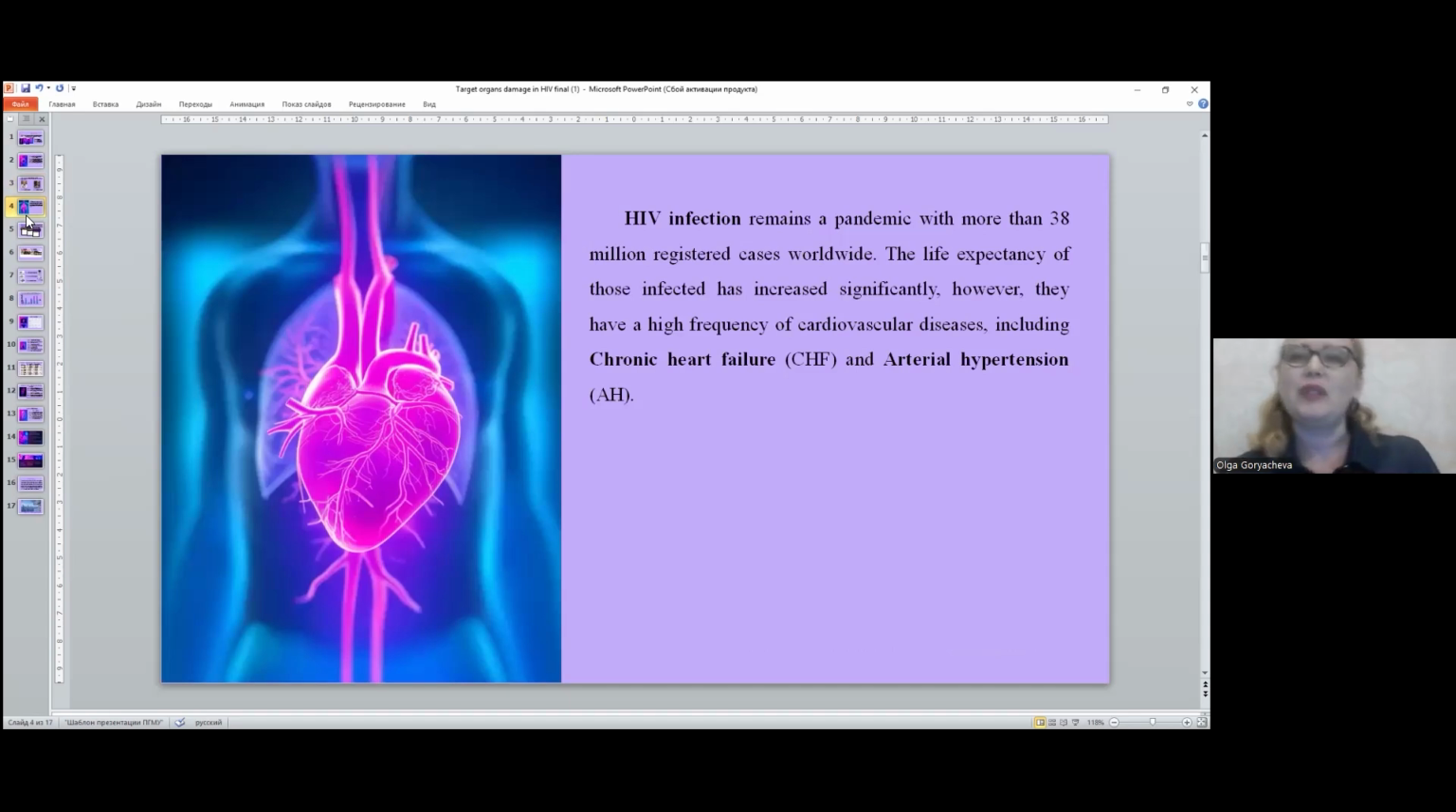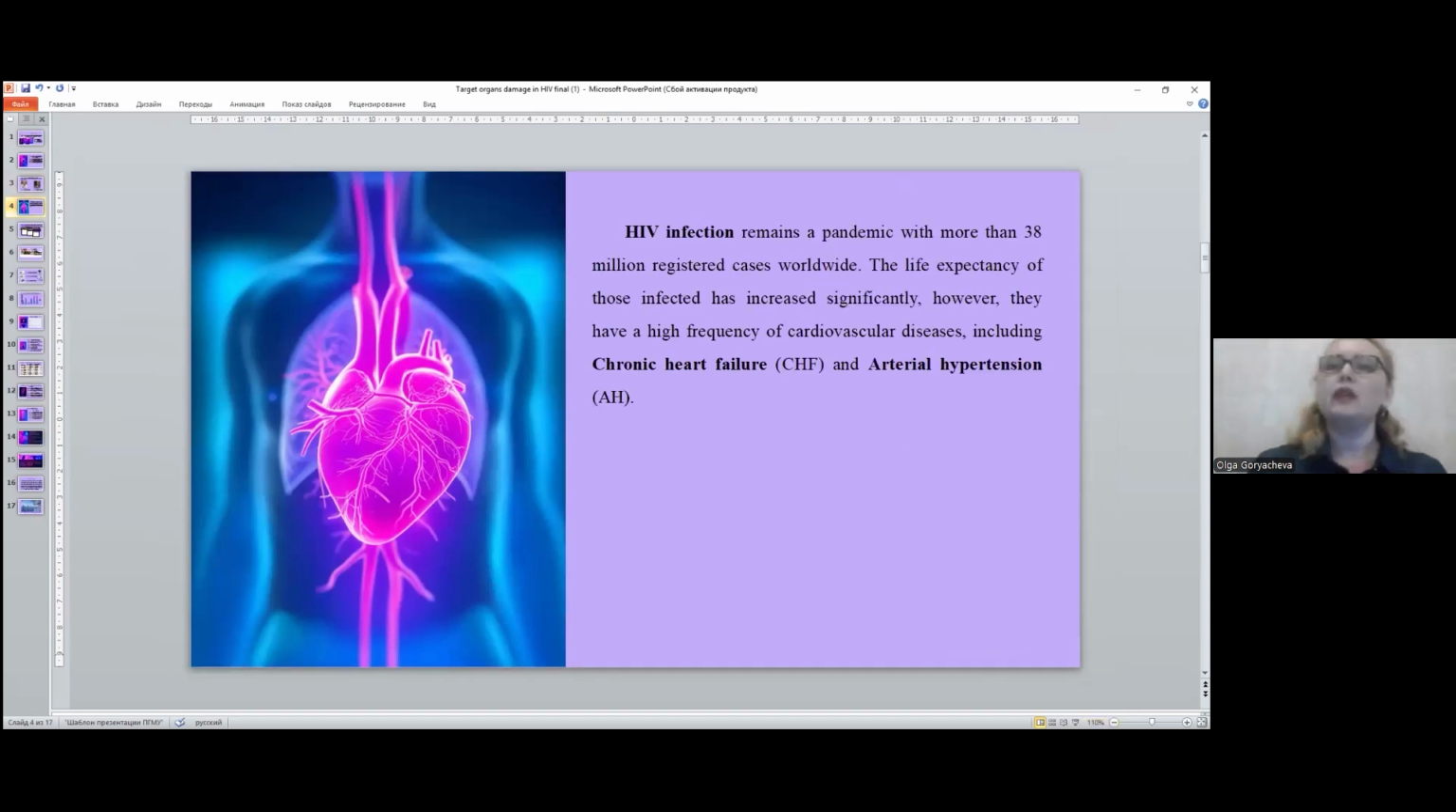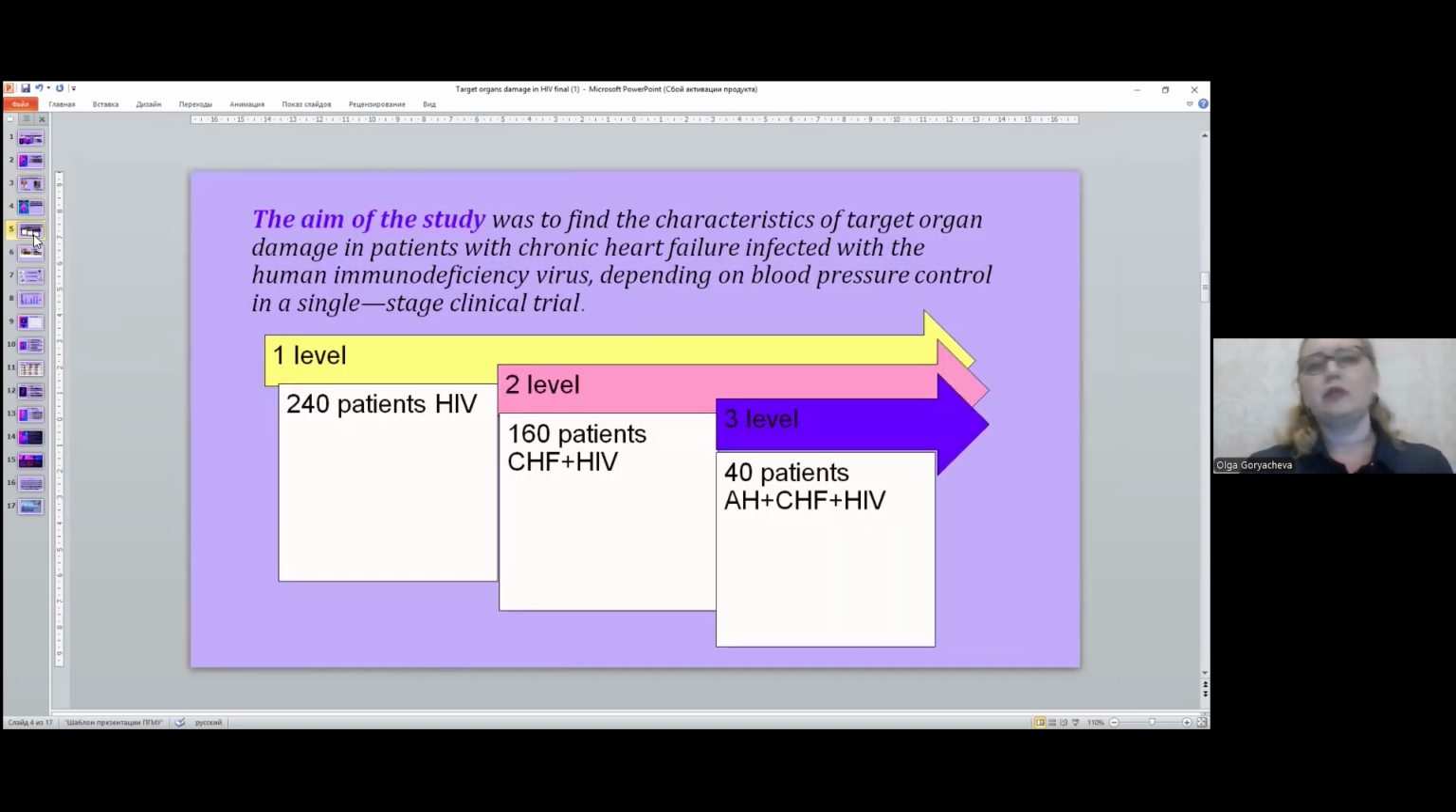HIV infection remains a pandemic with more than 37 million registered cases worldwide. The life expectancy of those patients has increased significantly. However, there is a high frequency of cardiovascular disease, including chronic heart failure and arterial hypertension. A lot of other diseases are present, but today we will talk about these two. The aim of the study was to find the characteristics of target organ damage in patients with chronic heart failure infected with human immunodeficiency virus, depending on blood pressure control, in a single-stage clinical trial.